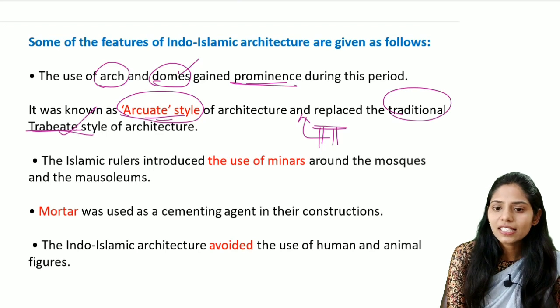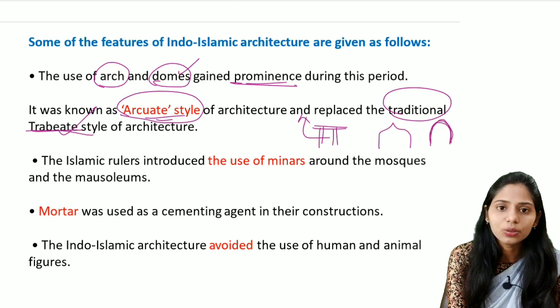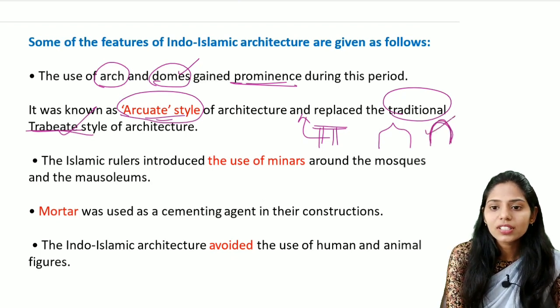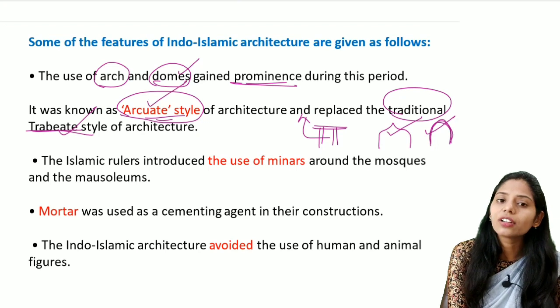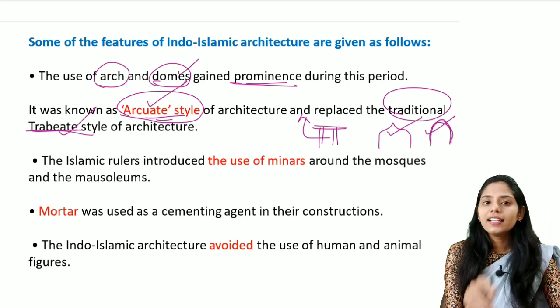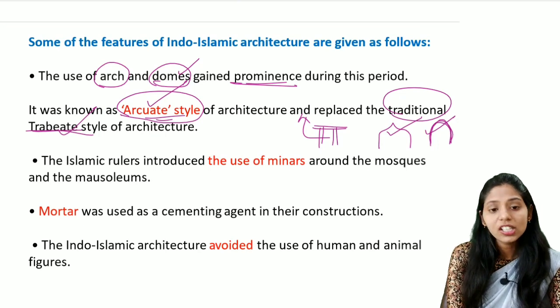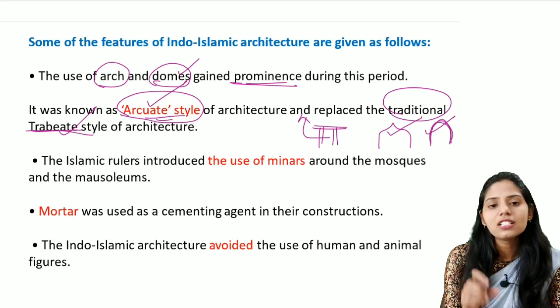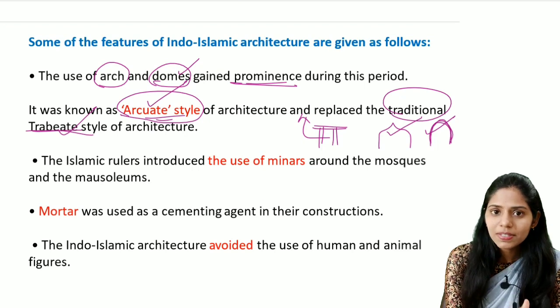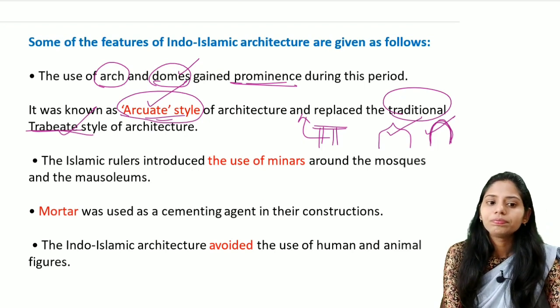And if you see the Arcuate style, they introduced the arc. We see this type of architecture that started during the medieval period. So this type of style is called the Arcuate style. And in this context, you should remember the differences between the Trabeate style of architecture and the Arcuate style. It is very important from the prelims and also the mains point of view.